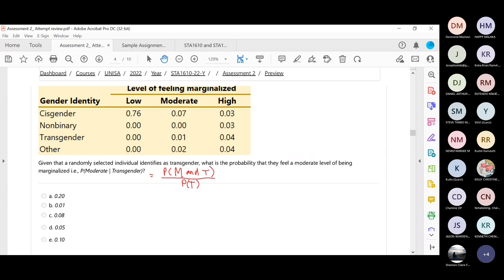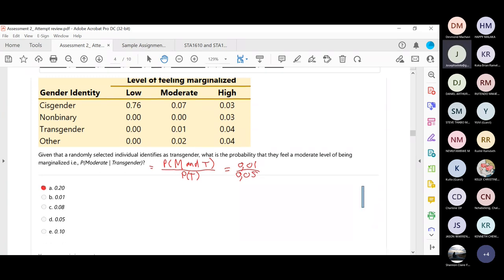What is the probability of moderate and trans? 0.01. And the probability of trans? 0.05. Then do the calculation. 0.01 divided by 0.05 is 0.2.